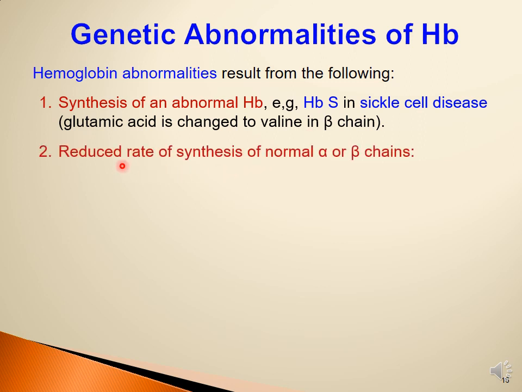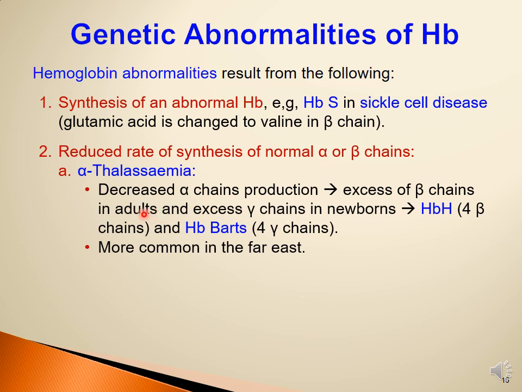We have another abnormality where there is a reduced rate of production or synthesis of normal alpha or beta chains. For example, there is a condition called alpha thalassemia where there is reduced production of alpha chains. So there is excess production of beta chains in adults and excess production of gamma chains in the newborn, because for fetal hemoglobin, the beta chain is replaced with the gamma chain. So this produces hemoglobin H, hemoglobin with 4 beta chains rather than 2 alpha and 2 beta. So we don't have the adult hemoglobin.